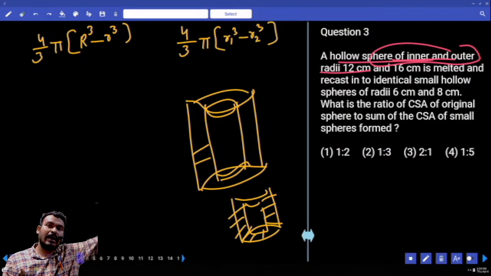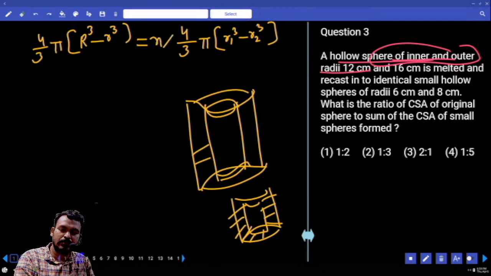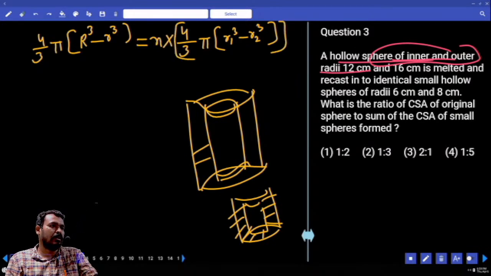Left hand side is the hollow sphere of the bigger one. Right hand side is the hollow sphere of the smaller one. One larger diagram is converted to a number of smaller diagrams, that is equal to n times the smaller one's volume. In a 3-dimensional figure, when one diagram is converted to another, the volumes are equal. Here one larger hollow sphere is converted to a number of smaller hollow spheres.